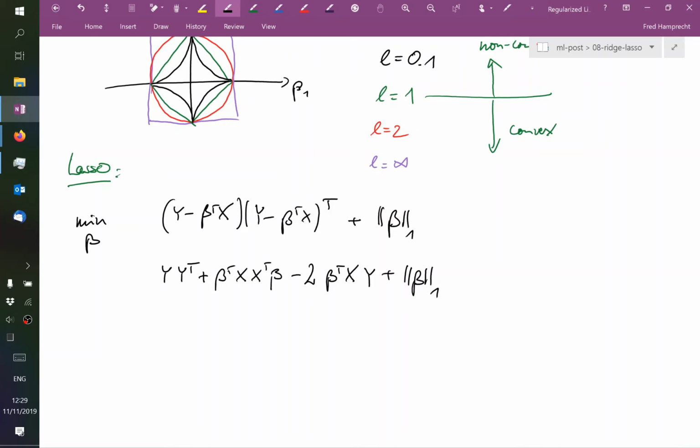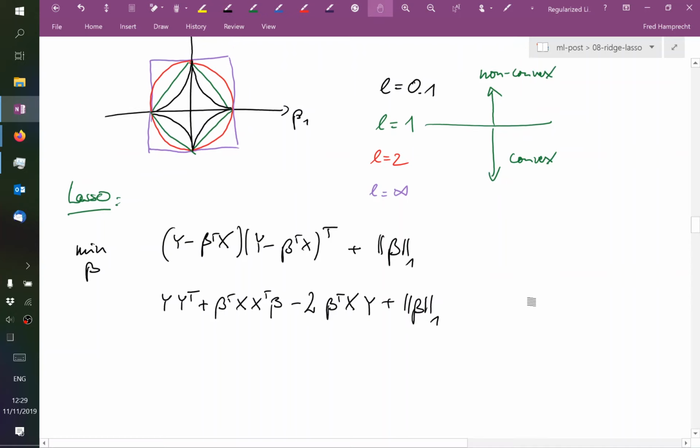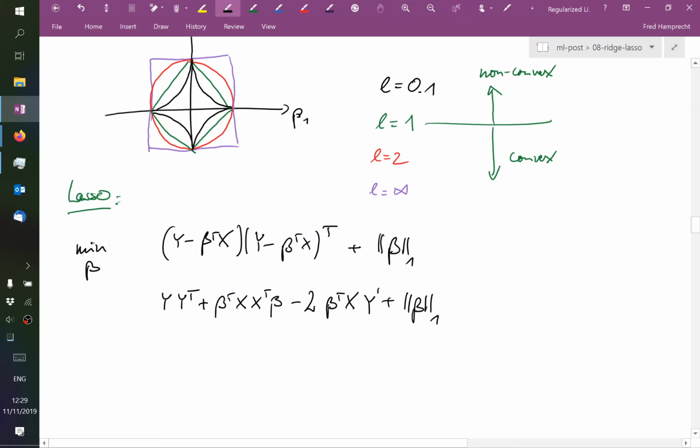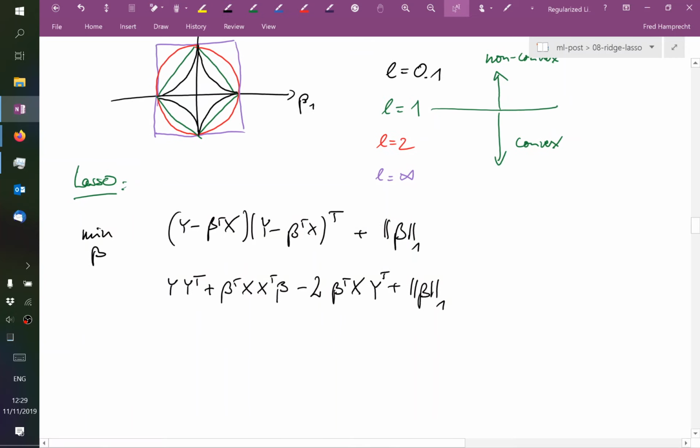You don't like me erasing stuff, huh? Sorry. Some people hate it. Good. It should be beta transpose xy transpose. Thank you. When I do stupid things, then please complain, okay? Like erasing things. All right.